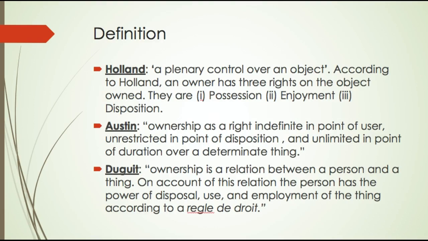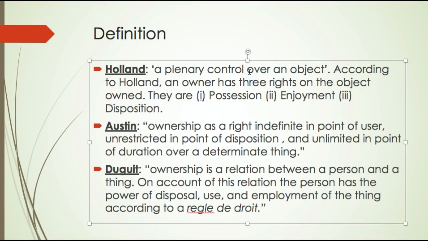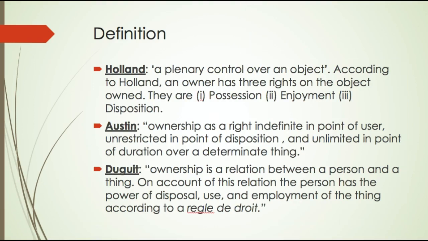To understand further the concept of ownership, let's take a look at the definitions by Holland, Austin, and Duguid. Holland says ownership is a plenary control over an object. Ownership comes first before possession, because ownership means you are the owner of that item or property, and you possess it because it's yours.